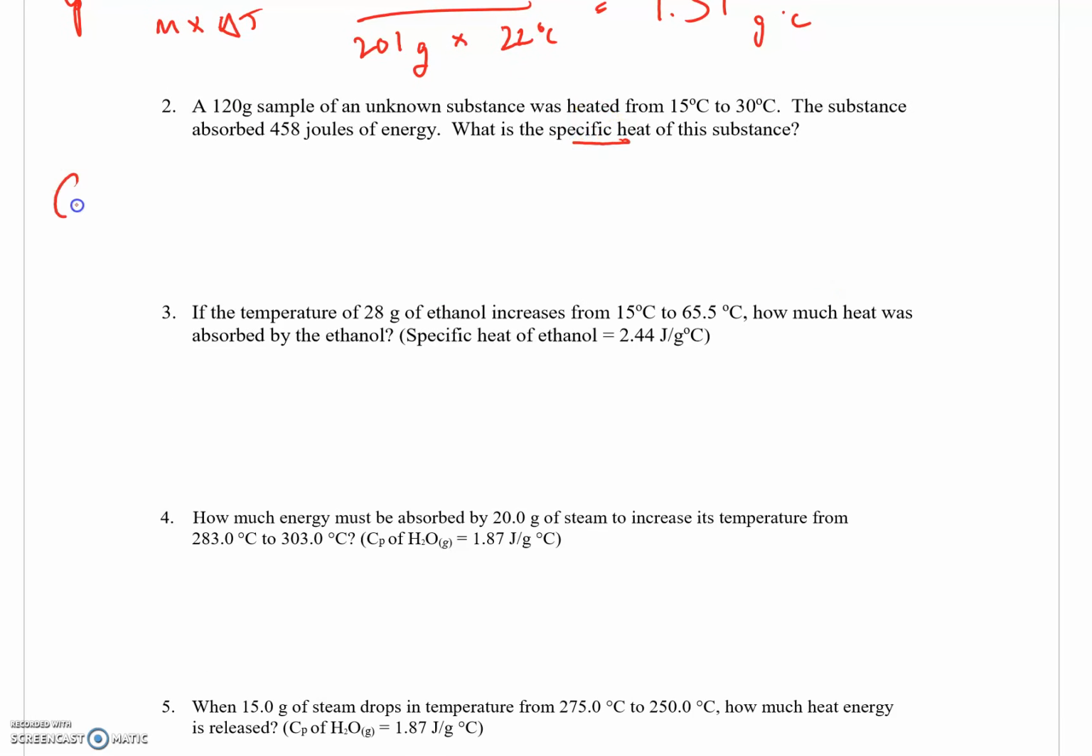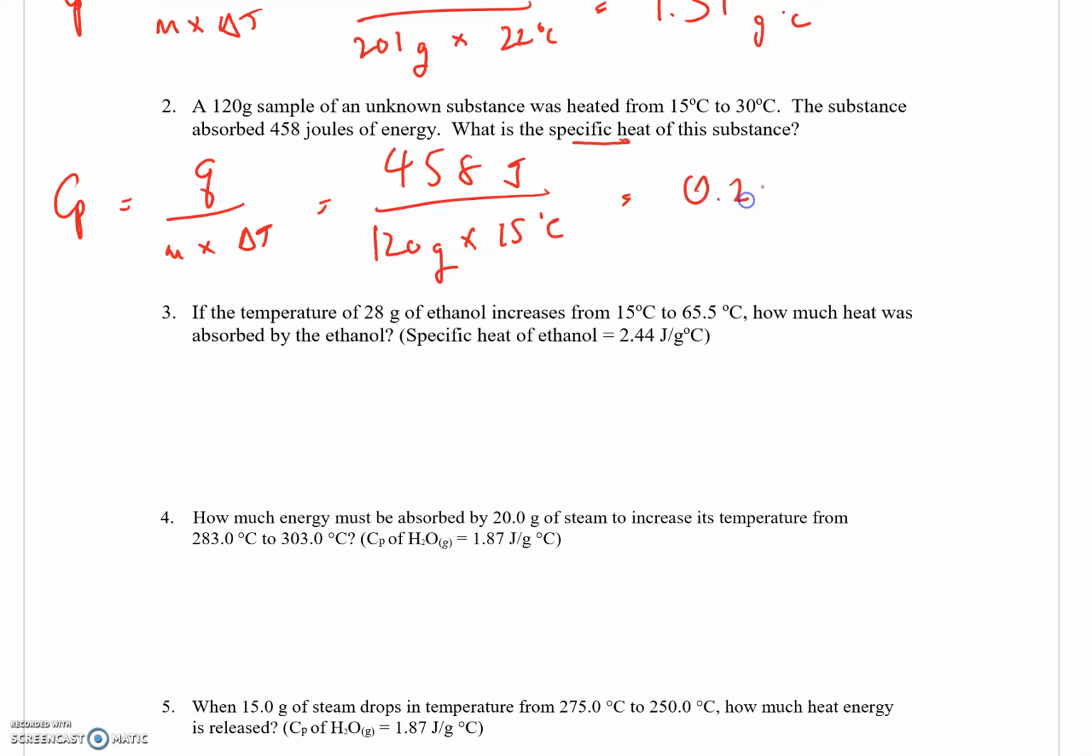Same thing. Here we go. This one is asking for specific heat. We already did that, so we know exactly how this equation is going to work. We have 458 joules with a mass of 120 grams, and it went from 15 to 30 degrees Celsius, so our delta T is 15. So we're going to say 458 divided by the quantity 120 times 15. I get specific heat of 0.254 joules per gram degrees Celsius. All right, getting the hang of it, right?